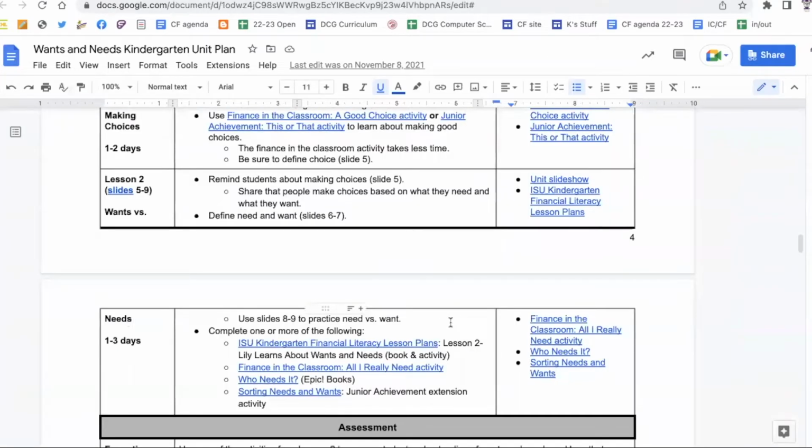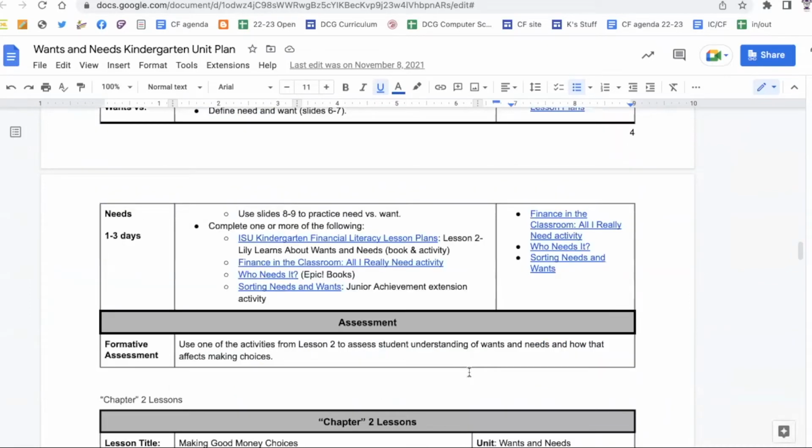After you practice that, you choose one or more of the activities listed in lesson 2. You can use the Iowa State University's financial literacy lesson plan, Lesson 2, Lily learns about wants and needs, or you can choose any of the other 3 items. You can also do more than one based on what your students need. The formative assessment for chapter 1 is to use one of the activities in lesson 2 to make sure that your students understand wants and needs and how that can affect what choices are made.